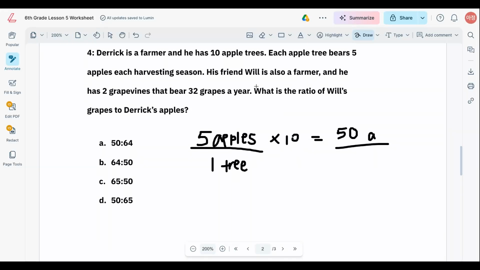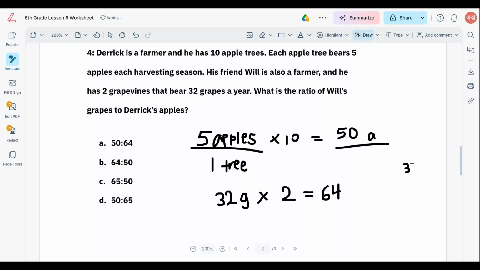And then for his friend, Will, he has 2 grapevines that bear 32 grapes a year. So then we would have to do 32 grapes. Let's just put G for grapes. But he has 2 grapevines. So multiply that by 2. So 32 multiplied by 2 would be 64.